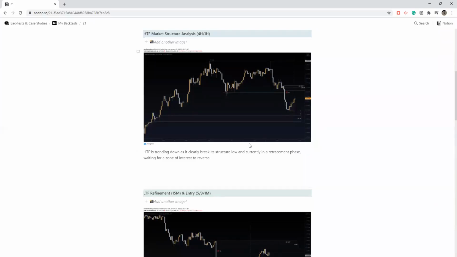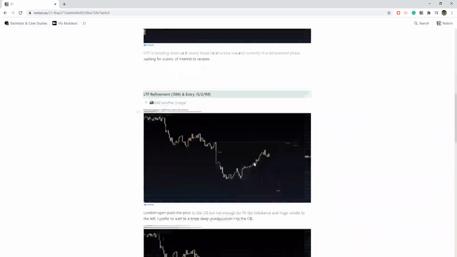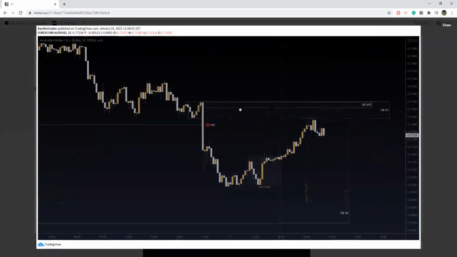Higher time frame is trending down as it clearly breaks a structure low, and currently in a retracement phase. Yes, this is definitely a short bias market. We have a strong break below. We have a full HOB sitting right there. Right now we're in a correction phase, and you're looking potentially for this level to get tapped in order to get a high probability short. Just before this level is tapped, we have the hourly OB, and we have a 15-minute refined Asian range, overall consolidation. Then we start to pump up.